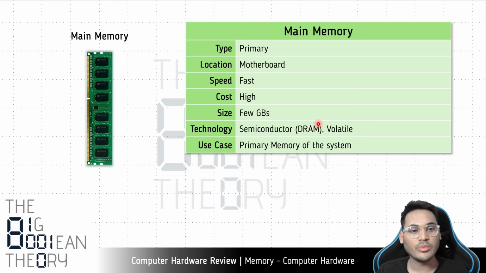And finally, the main memory is volatile in nature. When the computer system is shut down, the contents of the main memory will be lost. So this was about the main memory.